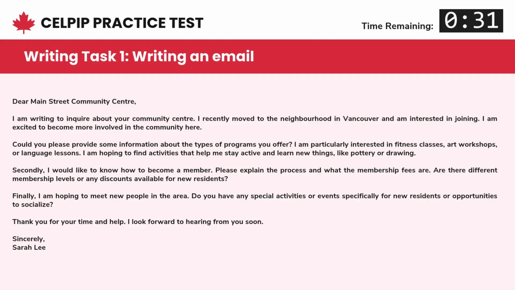Also, the writer uses some good vocabulary. Words like inquire and opportunities are slightly more advanced but fit naturally in the text. They show a wider range of vocabulary. A helpful tip for beginners is to always use the bullet points from the prompt as a checklist. Make sure your email answers every part. This helps you organize your thoughts and ensures you cover all the required information.